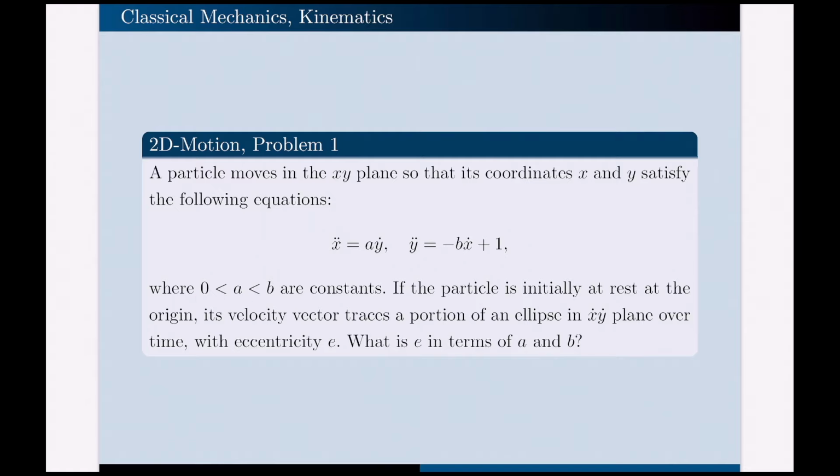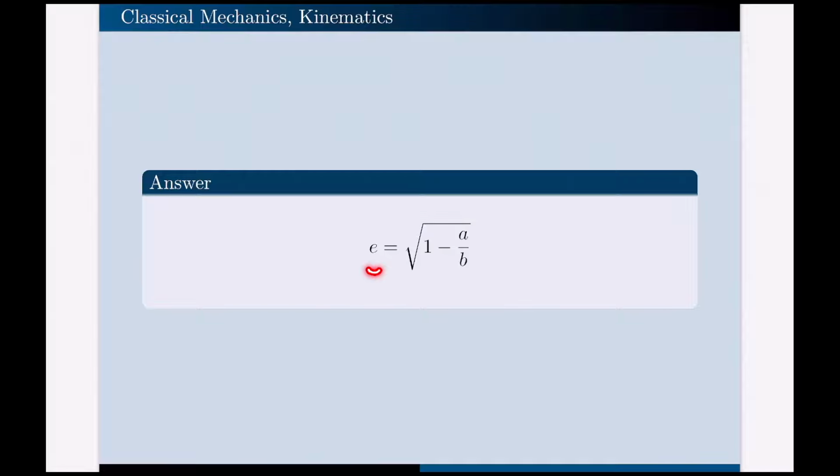These are constants. If the particle is initially at rest at the origin, its velocity vector traces a portion of an ellipse in the x dot y dot plane over time with eccentricity e. What is e in terms of a and b? It would be a good idea to pause the video at this point and give it a try yourself. If you do the calculations correctly, the final answer will be e equals the square root of 1 minus a over b.